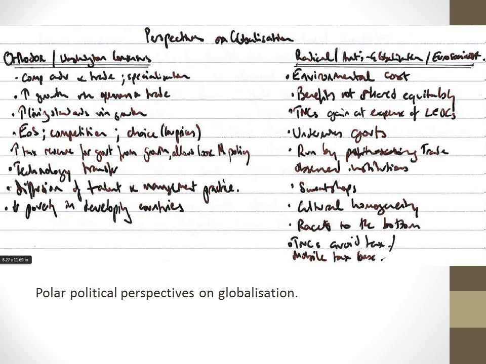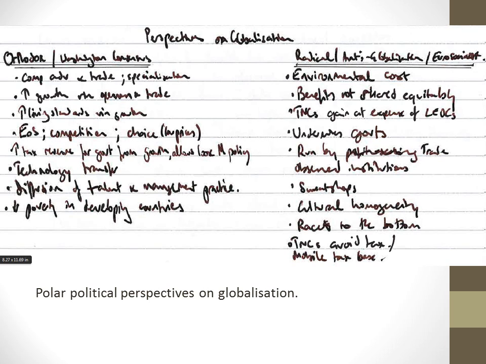Let's look at the other side of the equation now: the radical anti-globalization, the Euro-socialist, associated with a left-wing view. They look, for a start, at the sustainability problem and the environmental cost of globalization. It's double trouble environmentally, globalization, because you've got a lot more transport of goods and services, as well as the growth in production of goods and services, both of which have carbon effects. The benefits of globalization are not shared equitably.